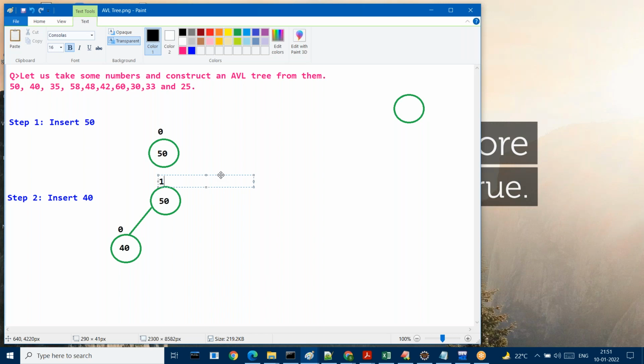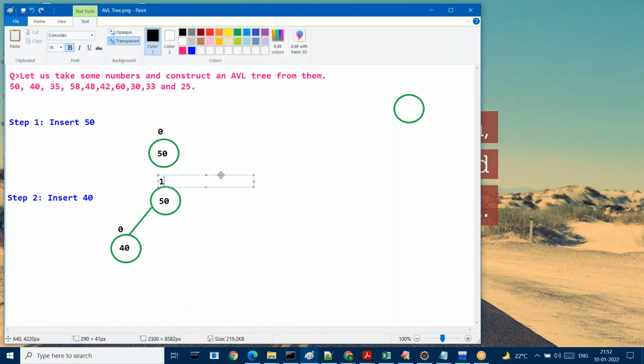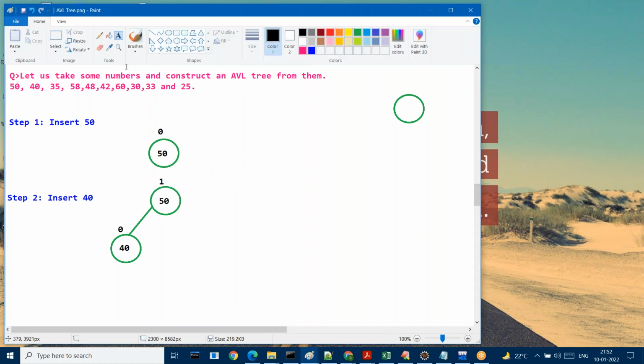Sir, I didn't get it. Repeat. Okay. So the tree is balanced, guys. Currently, is the tree balanced? What do you say? Yes. Then don't do anything, sir. Move on. Step number 3.